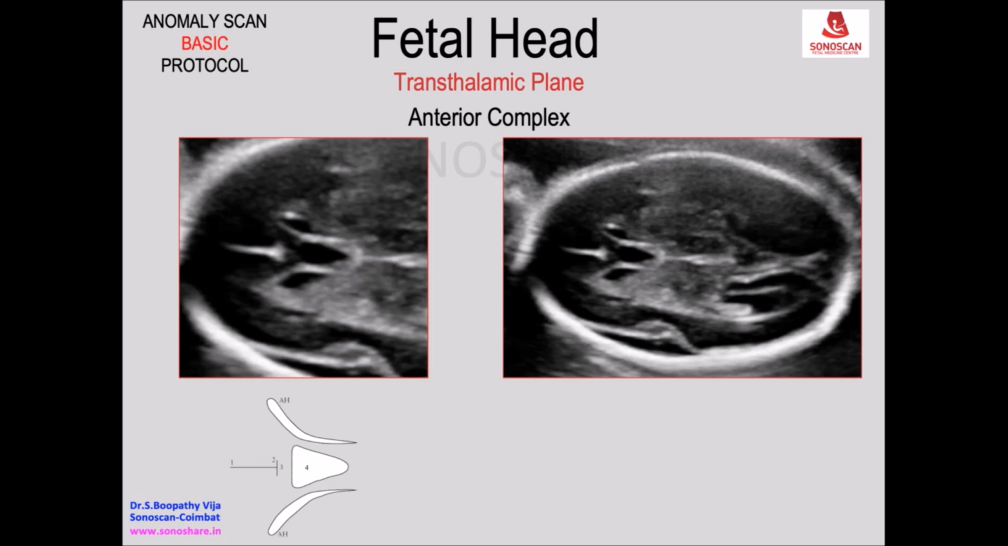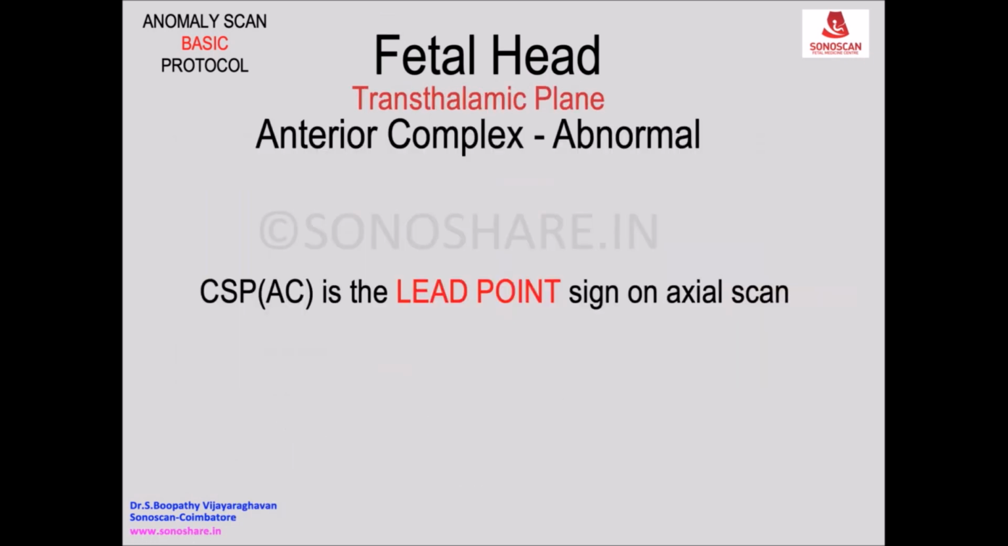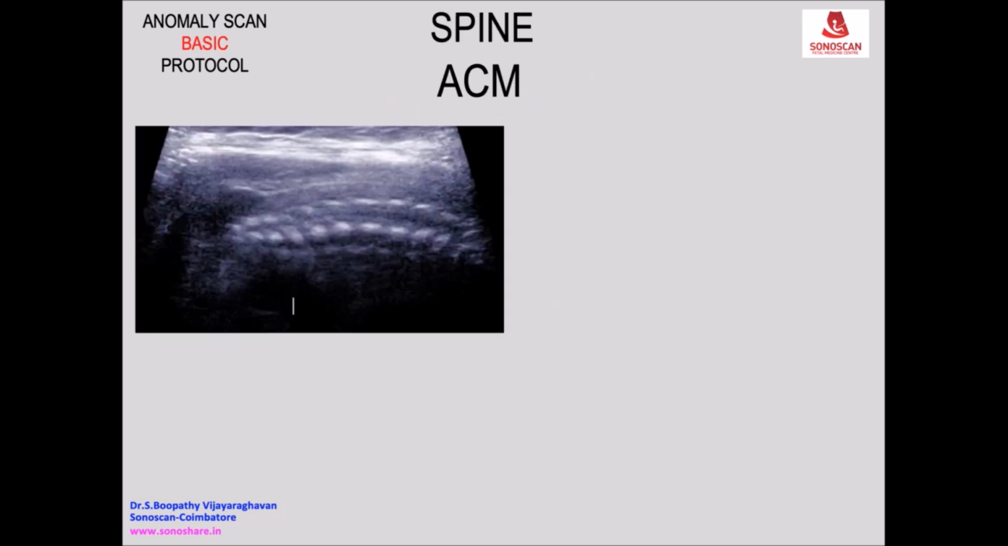By pattern recognition you can pick up abnormality, or you follow the checklist. In the checklist, each part of the image is explained like this. For example, anterior complex is explained, the parts of the anterior complex are shown, and if there is abnormality of the anterior complex, then that forms the lead point sign. So like this, for each part in each section, you will get a lead point sign, and from the lead point sign you proceed to the image to diagnosis.